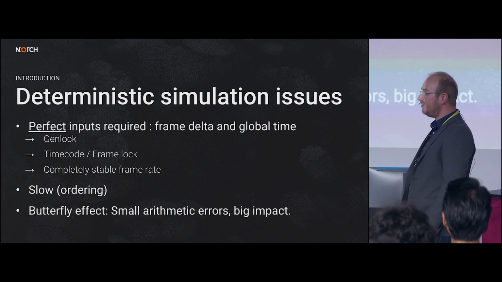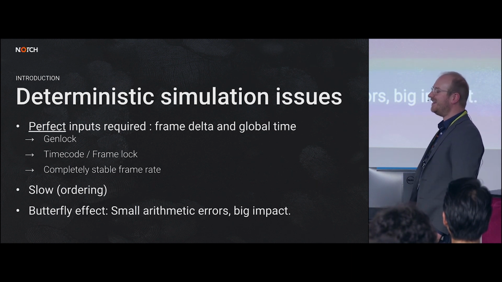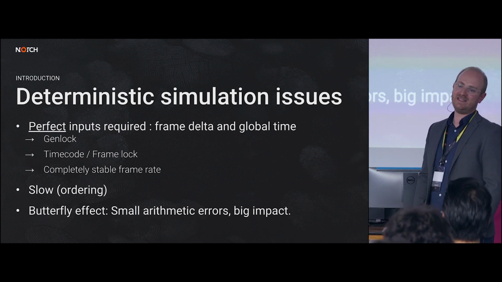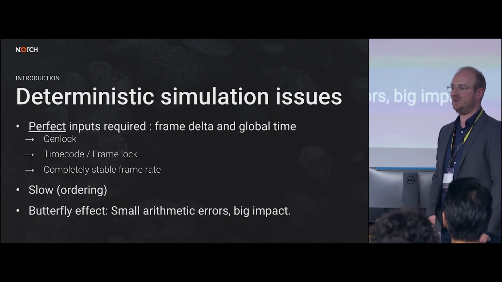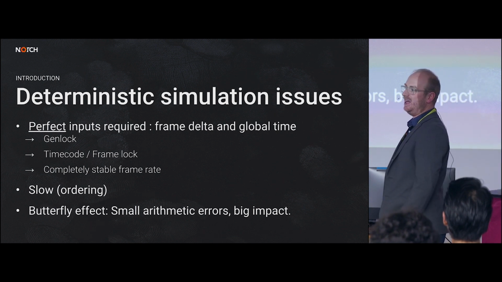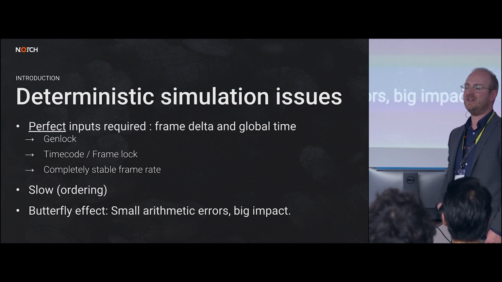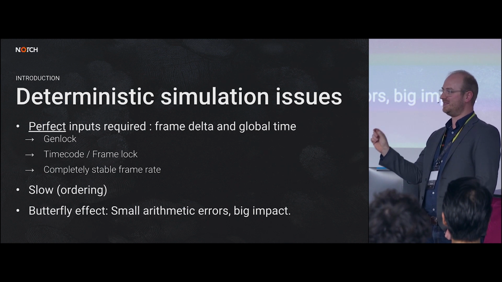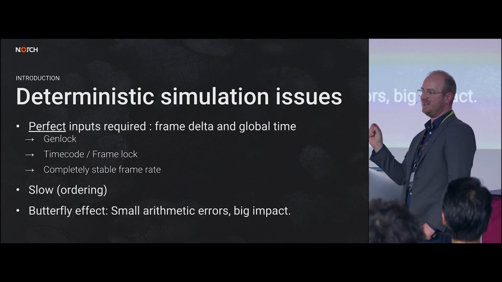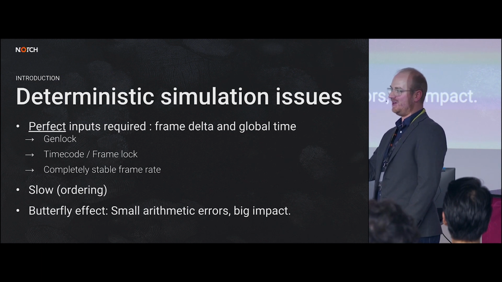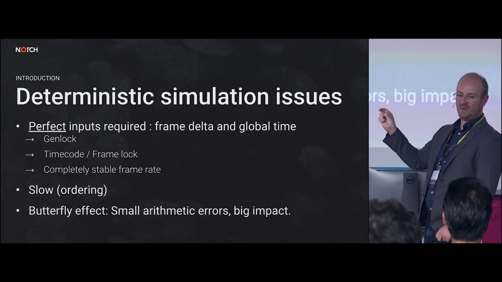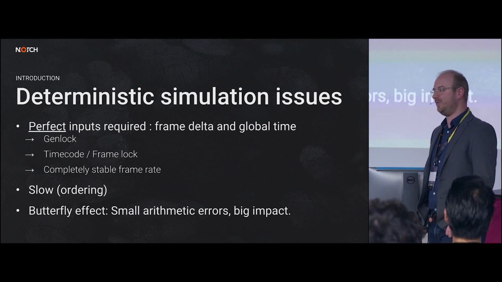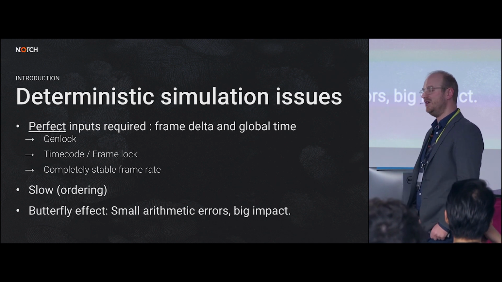And that often involves gen-locking all those machines together, having absolutely perfect time code and frame lock. And you need completely stable frame rate to be able to achieve this. Because in a simulation, let's say a fluid simulation, if the delta time between a frame is different from machine to machine, then you can throw that simulation out. And that difference in the first frame turns into a much bigger difference in 20 frames, 30 frames, 40 frames, moving on.